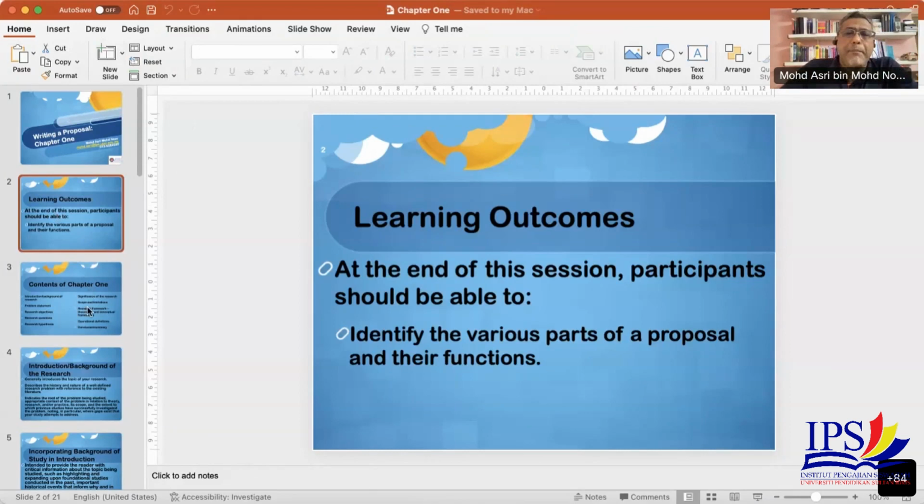Right. Now, usually when we write our introduction or background of the research section in chapter one, this is where we want to introduce our topic of research.